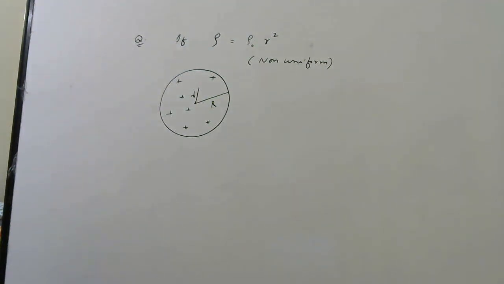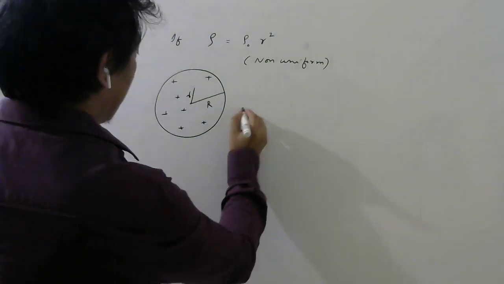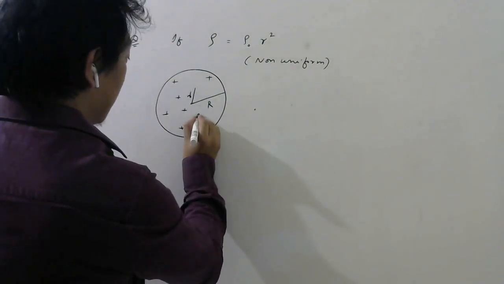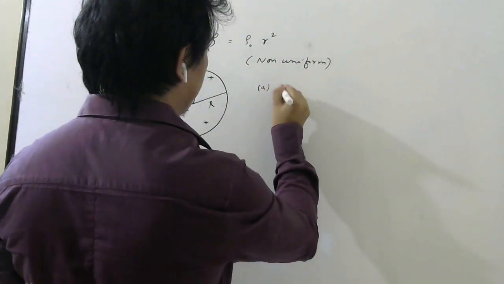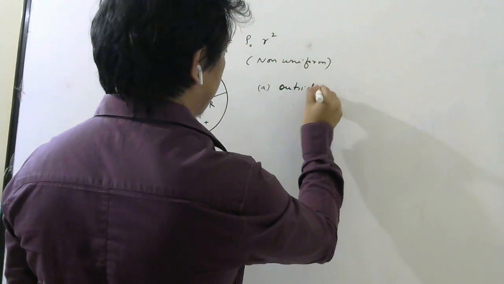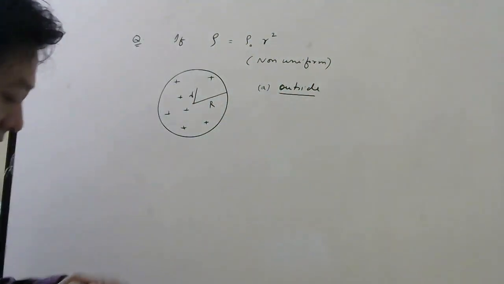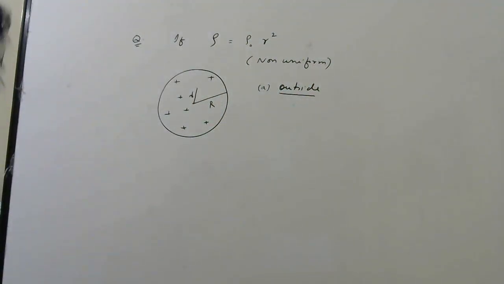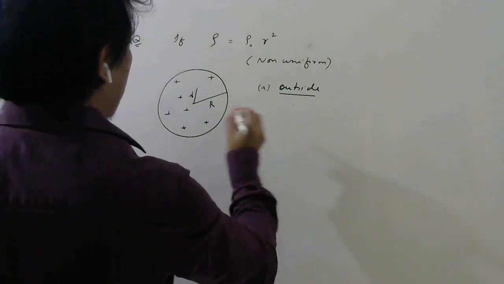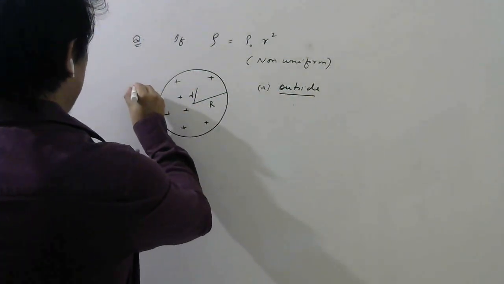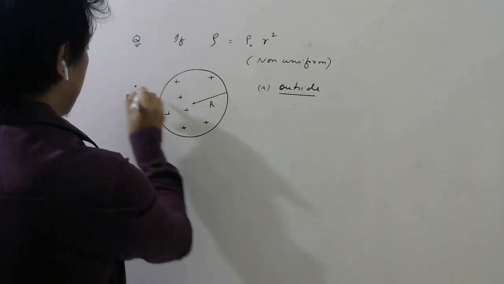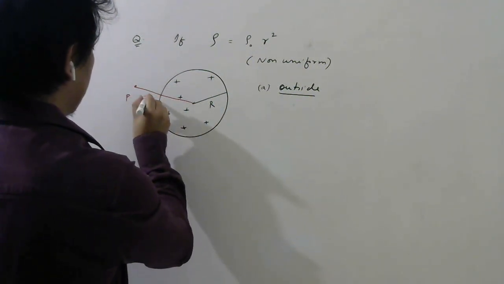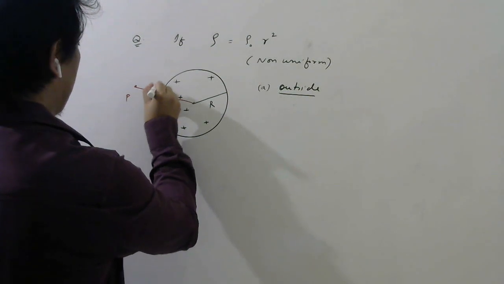So now my question is, what is the electric field at a point outside and at a point inside? So let us start with outside. Now things will change. Okay, so please see carefully. So let us say I want the electric field outside, so let us take one point P here. Okay, and this point is, let's say, at a distance r.